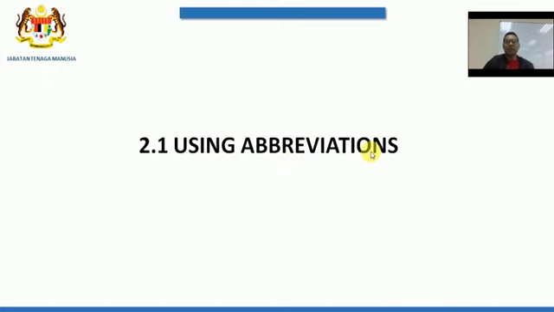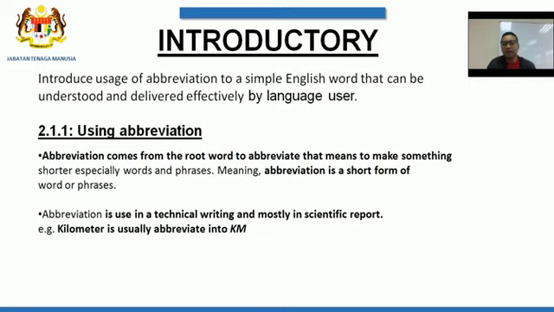2.1, using abbreviation, which means we are going to use singkatan in whatever form of writing, or perhaps in communication. We are focusing on the four major skills in learning. As you all know, number 1, we have speaking skills. Number 2, we have writing skills. Number 3, we have reading skills, and number 4, we have listening skills. Using abbreviation will fall under the category of writing skills.